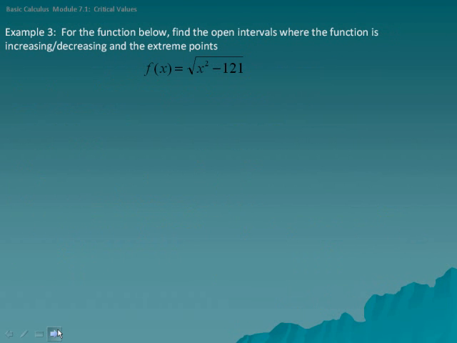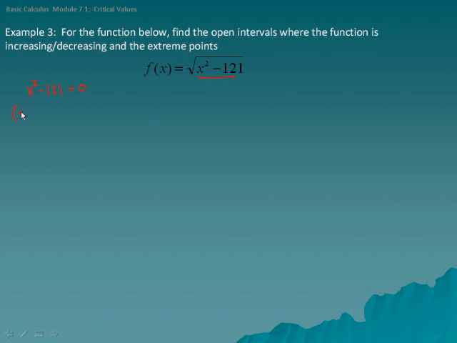In example 3, for the function below, find the open intervals in which the function is increasing and decreasing and the extreme points. First of all, we need to watch this function and make sure that we are looking at a domain that exists. Alright, so let's take x squared minus 121 and set it equal to 0.